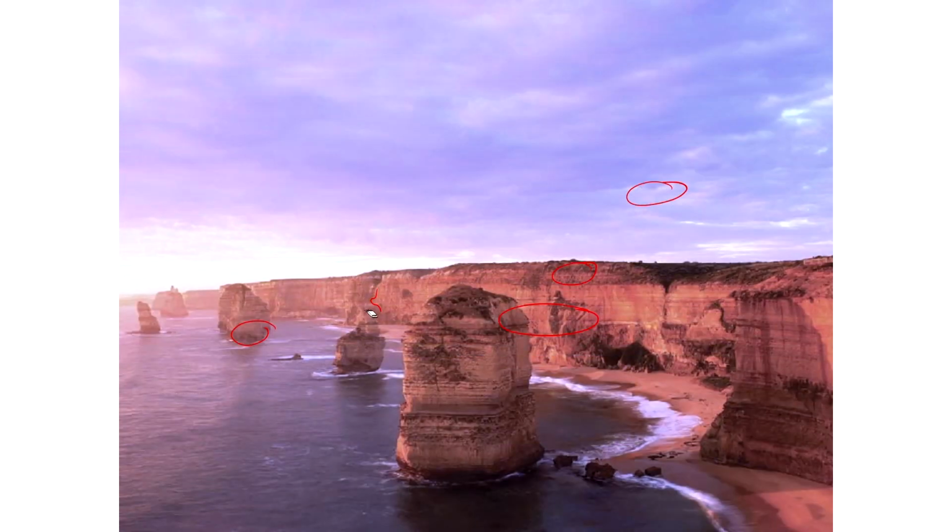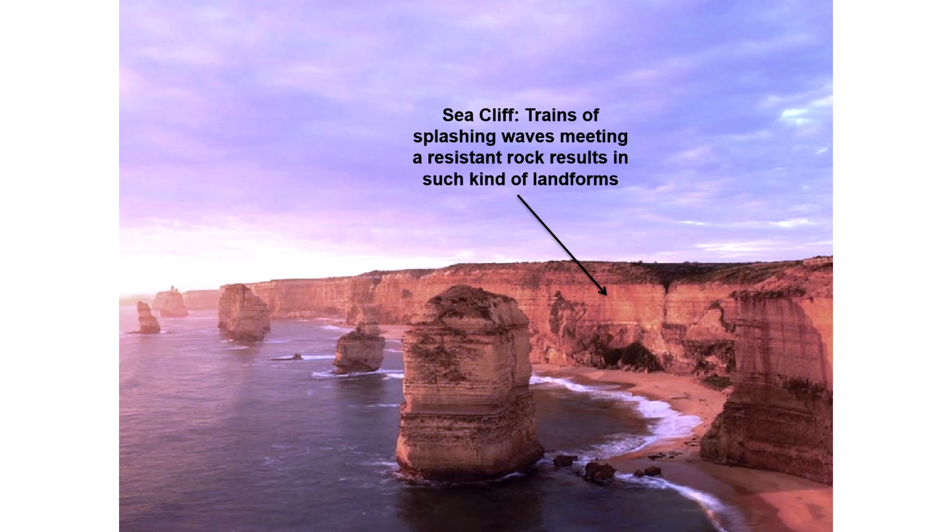So, these are the examples of stacks and sea cliffs. So, this is your sea cliff and these are all stacks. Basically eroded because of the wave action.